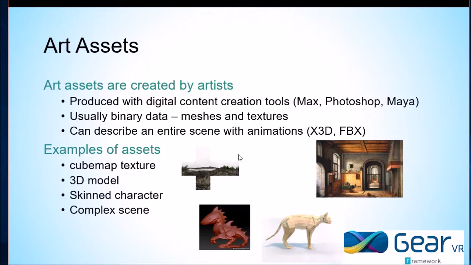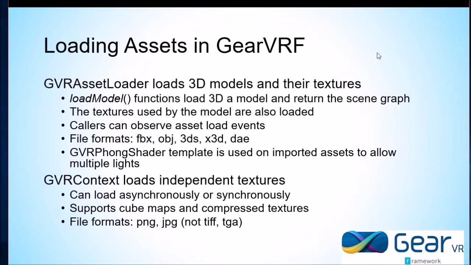So examples of assets might be a cube map texture, or any texture for that matter, a simple 3D model, a scanned character, or even a complicated scene. To load assets in GearVRF, we call the GearVR asset loader. This loads 3D models and their associated textures. There's the load model function. There's a couple of different variations on it. And this function will load a single 3D model and return the scene graph that it produces.